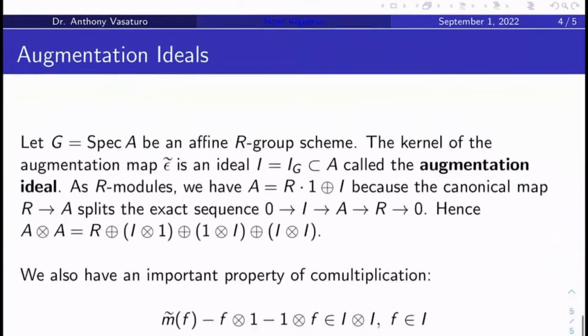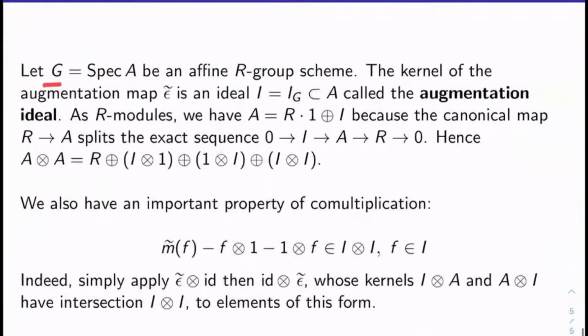Okay, just a couple more things. Let's let G equals spec A be an affine R group scheme. The kernel of the co-unit epsilon tilde is an ideal I equals I sub G. It's usually just called I inside A, and it's called the augmentation ideal because it's the kernel of the augmentation map. It's a very important thing that we'll use quite a bit. So you just want to keep that terminology in mind.